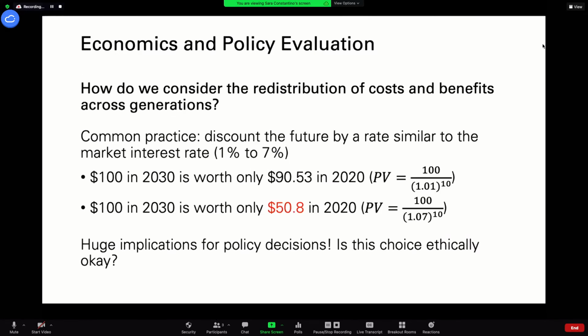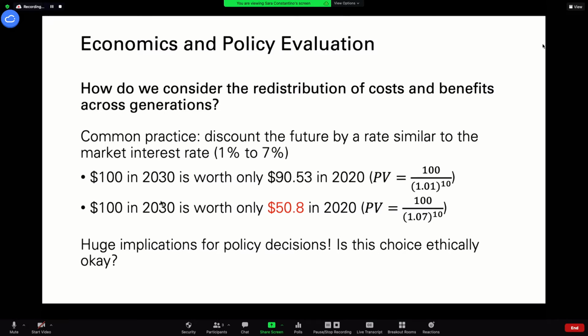Okay, so we've started to address different values of income to different people. Another crucial dimension of environmental policies is their temporal dimension. So how do we value the costs and benefits that accrue to different generations? Our common practice here is to discount the future by a rate similar to the market interest rate, which hovers around 1% to 7%. And the decision at what rate to discount the future has huge implications for the estimated present value of implementing a policy, and really small differences in the discount rate can make huge differences in the present value.